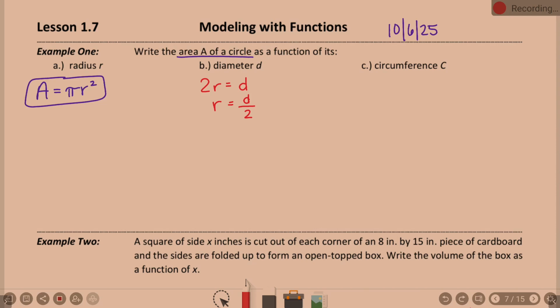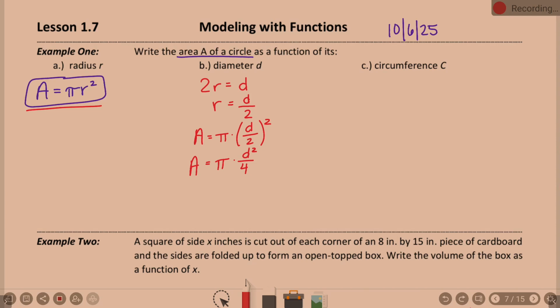Now take the formula over here and replace r. So this is pi times, what am I using for r? D over 2, quantity squared. I would encourage you to clean that up a little bit. This isn't wrong as it is, but it can simplify. What do we get when we do d over 2 quantity squared? Just d squared over 4, squaring top and bottom.